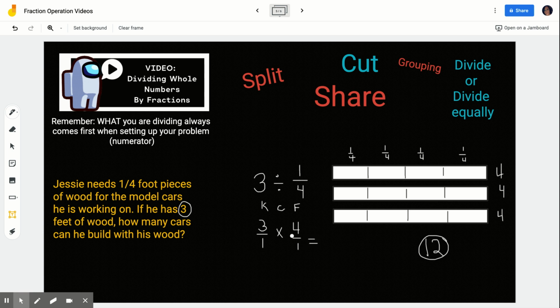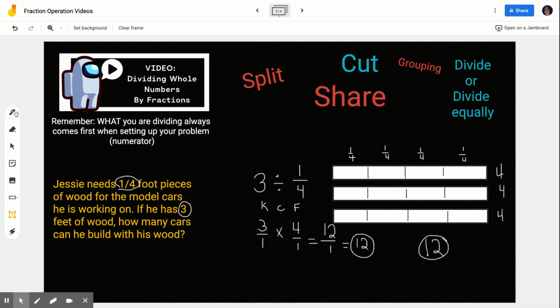Okay, now we're going to use our strategies for multiplying fractions, which is straight across the numerator, straight across the denominator. So 3 times 4 is 12. Over 1, we know that says 12 divided by 1, so that equals 12. So our algorithm checked out. Jesse can build 12 cars with 3 feet of wood if each car required 1/4 foot of wood.